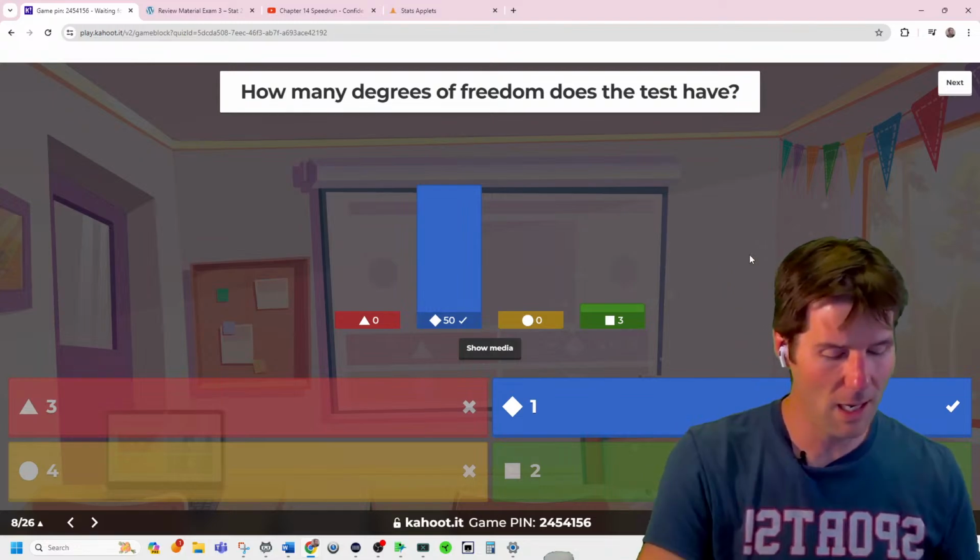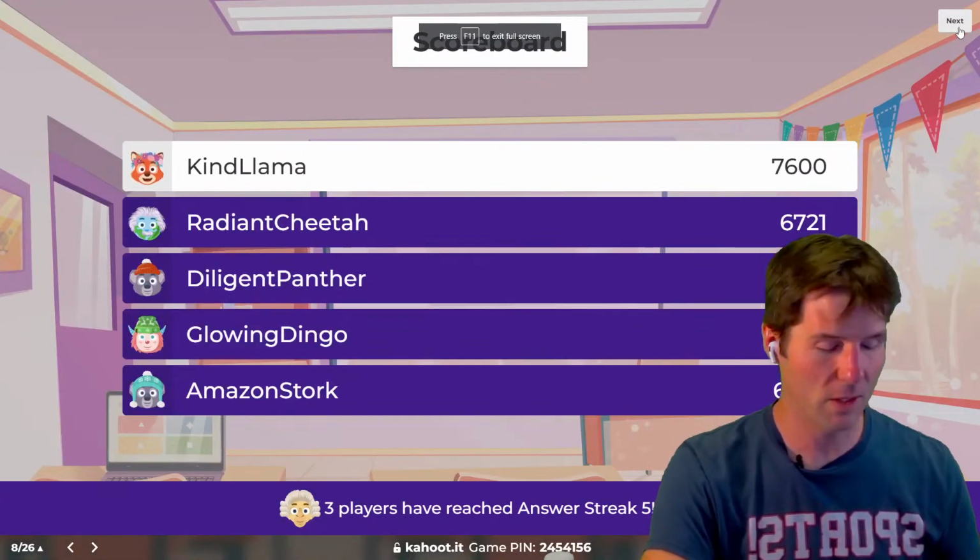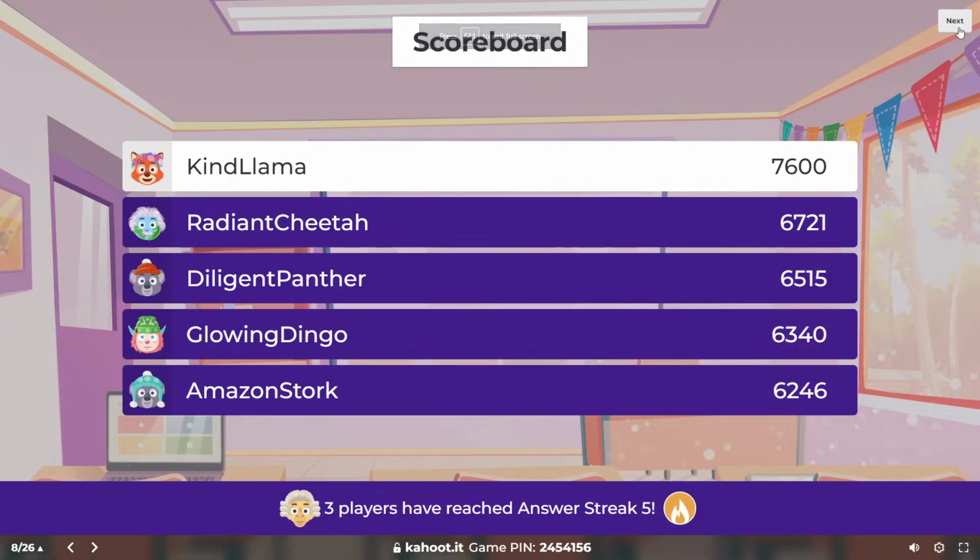Next, leaderboard. Here we go with Kind Llama, Radiant Cheetah, Diligent Panther, Glowing Dingle, and Amazon Stork.